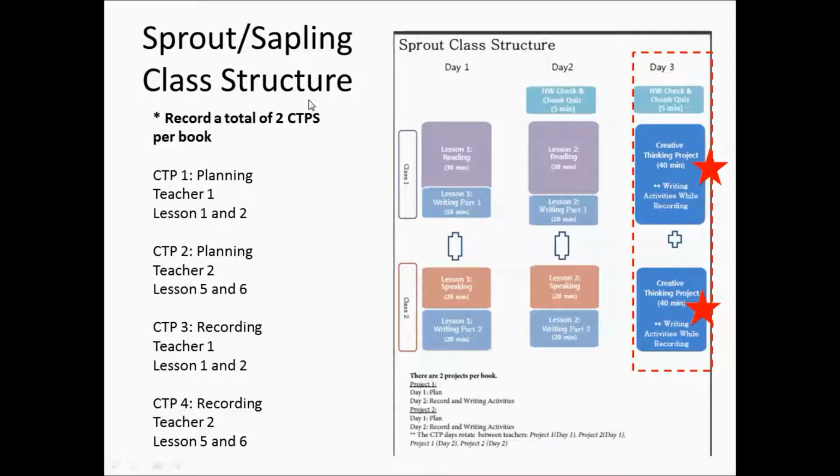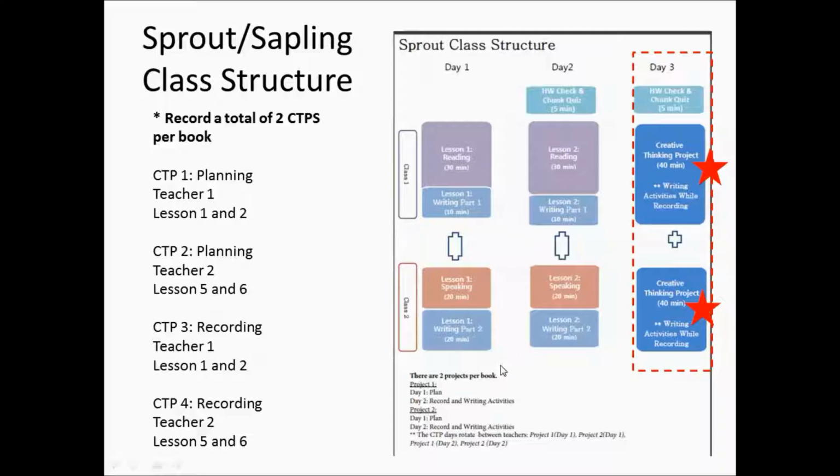In this video, we will go over sprout and sapling CTPs. So there are some differences in the structure of sprout and sapling CTPs compared to seed. To begin with, you will notice on day 1 and day 2, students do not do CTP. If you remember, for the seed CTPs, they do 20 minutes during day 1 and day 2. Because sprout and sapling's reading passages are longer, they don't have the time to fit in any CTP.